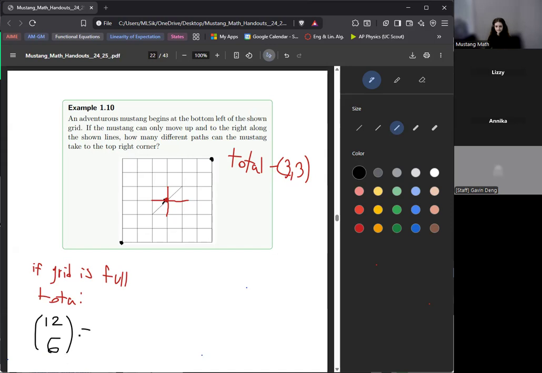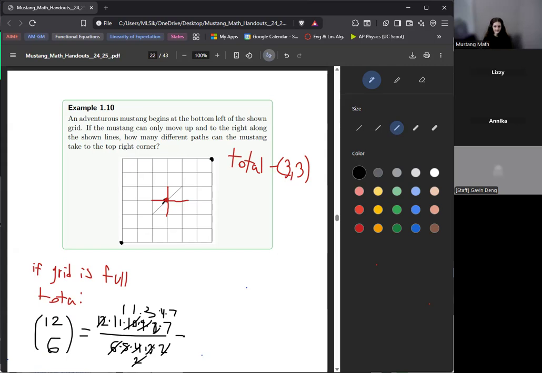So let's choose the 6 to be up just arbitrarily. So we end up getting 12 times 11 times 10 times 9 times 8 times 7 over 6 times 5 times 4 times 3 times 2. 6 times 2 is 12, so that cancels. 5 and 2 is 10, so that cancels. We end up having a 2 and a 3 left. A 3 can cancel out with the 9, and the 2 can cancel out with the 8. So we end up having 3 times 4 times 7 times 11.